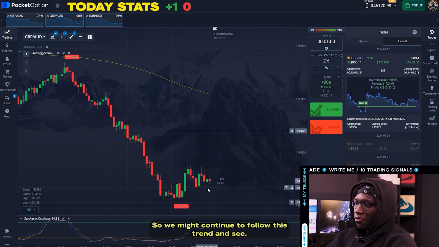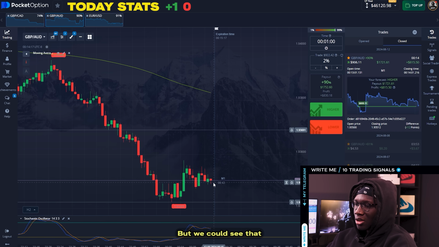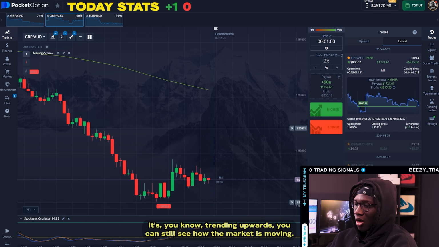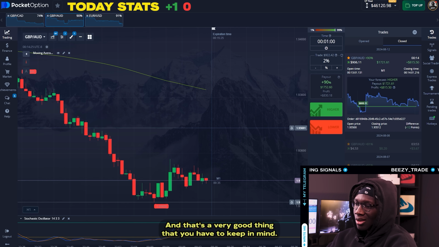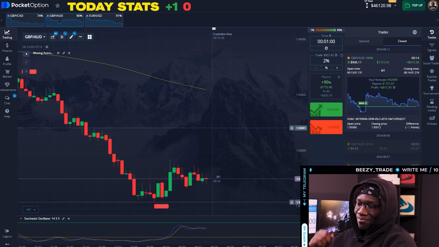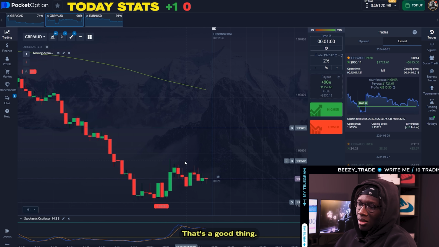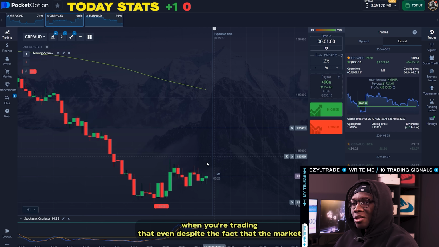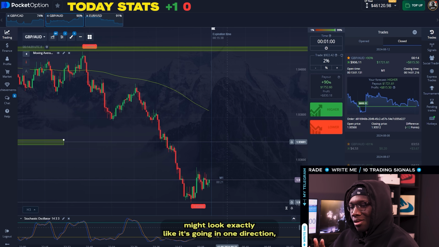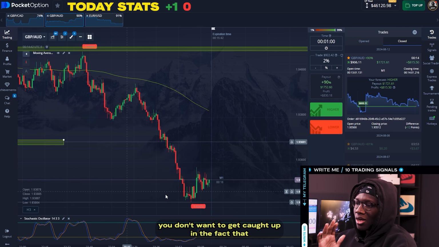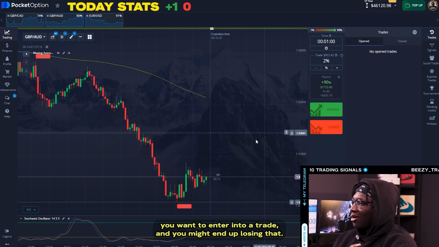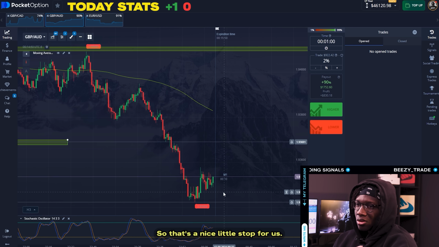So we might continue to follow this trend and see, but we can see that the overall trend here, while it's trending upwards, you can still see how the market is moving. And that's a very good thing that you have to keep in mind every time when you're trading, that even despite the fact that the market might look exactly like it's going in one direction, you don't want to get caught up in the fact that you want to enter into a trade and you might end up losing that. So that's a nice little start for us.